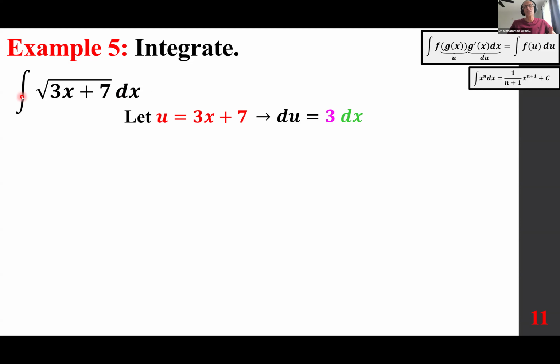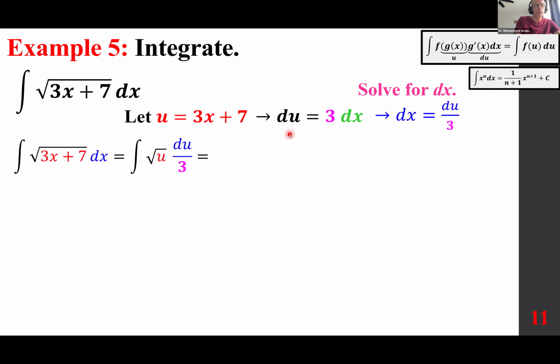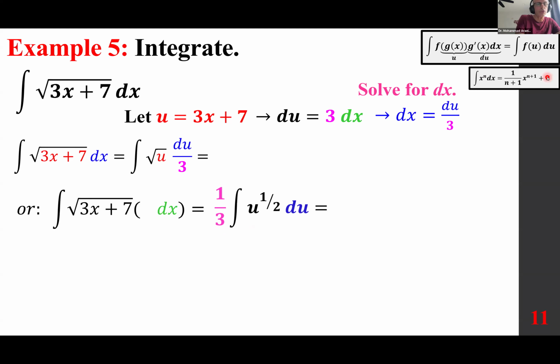I want to show you both ways in this example. The way they do it is that they solve for dx in most texts. So if we solve for dx, it becomes du over 3. And so we are going to rewrite this in this fashion. The integral of the square root of 3x plus 7 dx is the integral of square root of u du over 3. And of course, as you know, square root of u is u to the power 1/2, and you move on from here. It's a simple case of power.